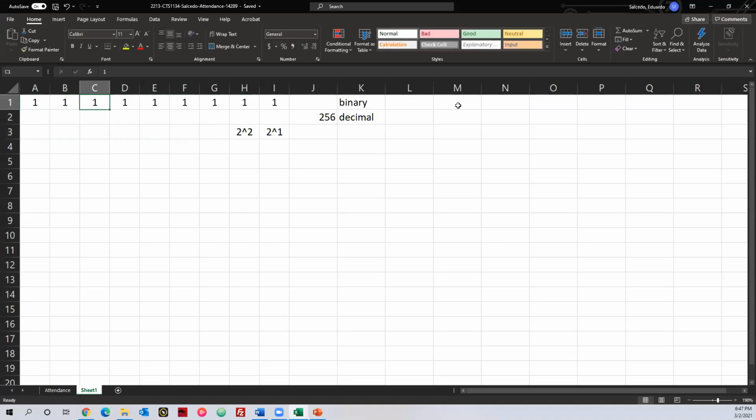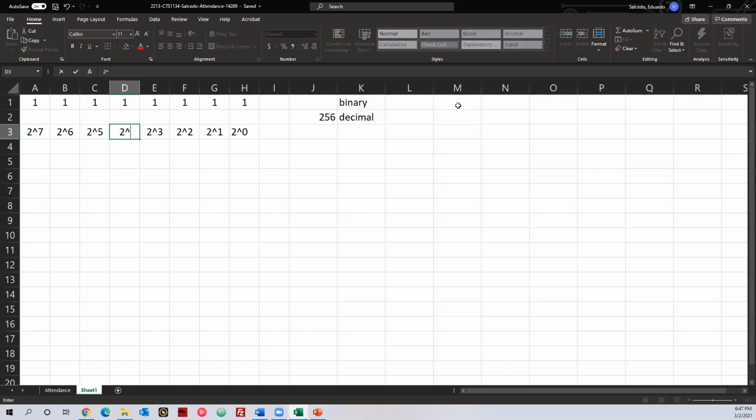Mm-hmm. 2, 3, 4, 5, 6, 7, 8. Oop, I added one more. That's why my math wasn't adding. It's 2 to the power of 0, always starts on 0 on the right side, and you start adding until it's 2 to the power of 7. 2 to the power of 6, 2 to the power of 5, 2 to the power of 4. I mean, that little inverted V, that's a power, right?